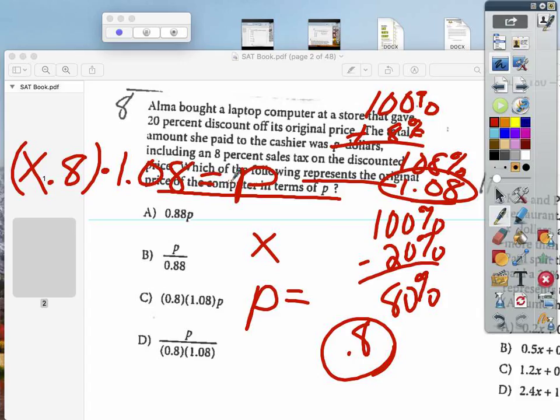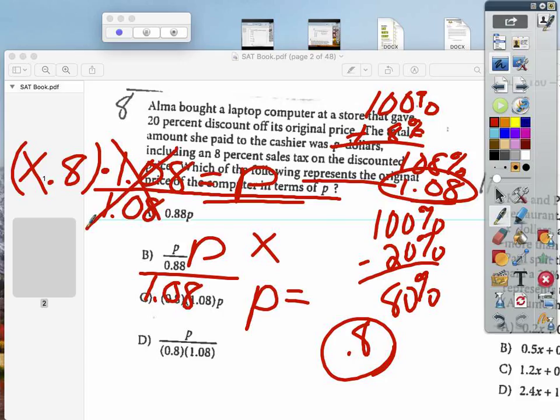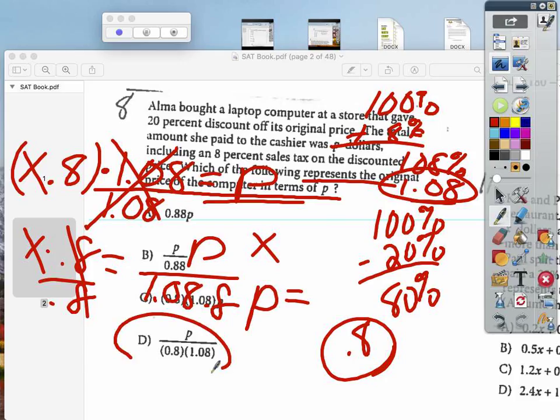Okay, so then all you have to do is find this mysterious X price by itself by dividing both sides by 1.08. I underlined that, so it's going to be on the next line. You divide both sides by 1.08, and that eliminates it. So I have X times 0.8 on this side equal to this. I have to get rid of the 0.8, so I divide both sides by 0.8 again, and that cancels. That's why those two go in the denominator, and that gives me my answer, which is D.